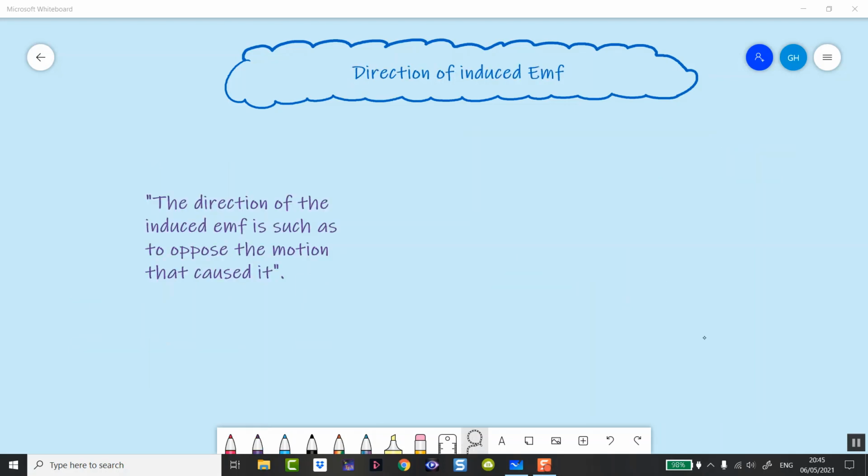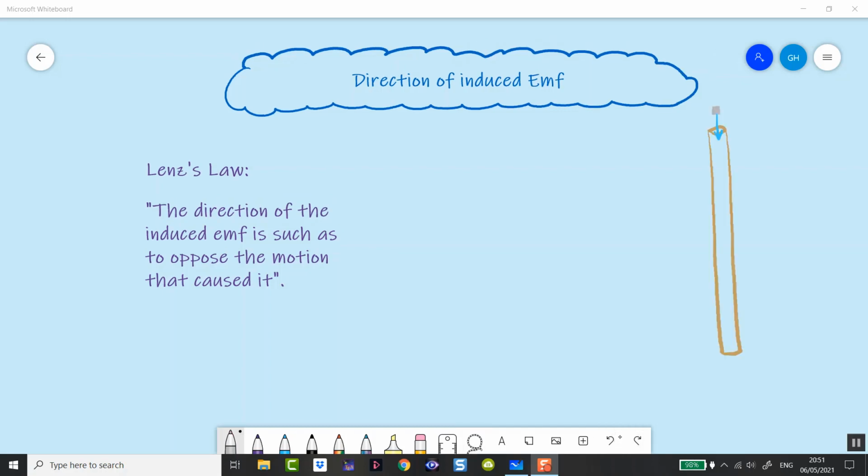Let's take the direction first. For your A-level, you will say that the direction of the induced EMF is such as to oppose the motion that caused it, and this is called Lenz's law. But what does it mean? An easy way to think about it is to think about the trick where you drop a magnet into a metal pipe. The magnet will fall more slowly than just a piece of metal that you drop into the pipe.